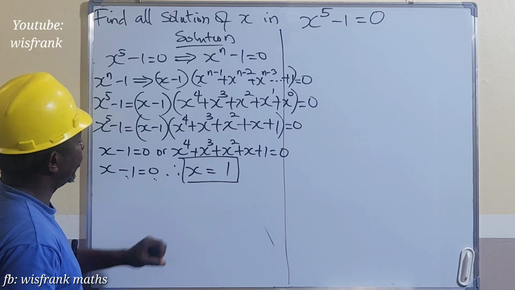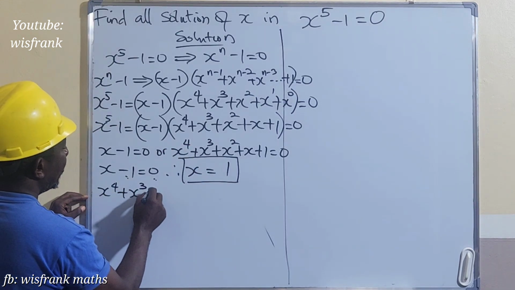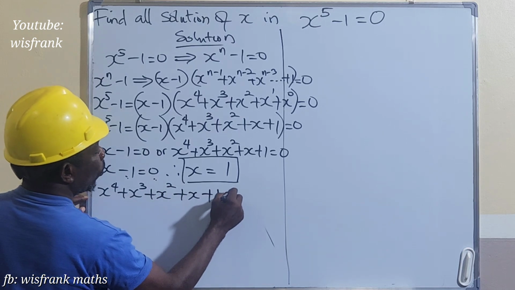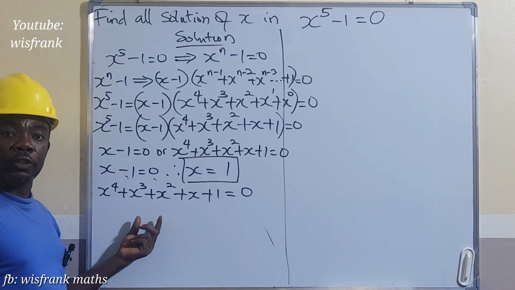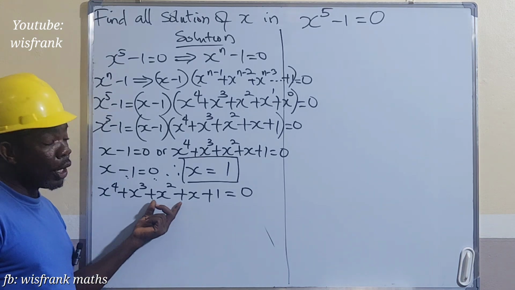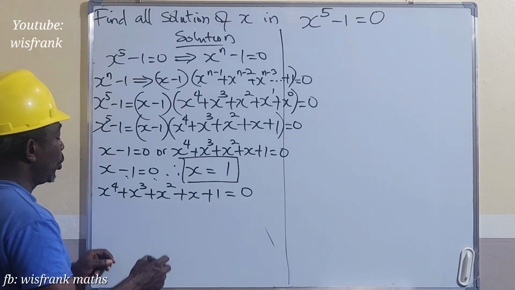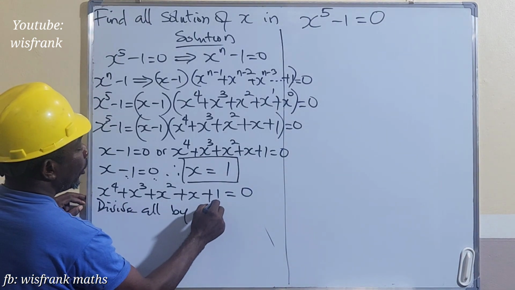Then for the second one, we have x to the power of 4 plus x to the power of 3 plus x to the power of 2 plus x plus 1 equals 0. For us to find the value of x, or the solution of x, in this equation, we have to divide all through by x to the power of 2. So we say divide all by x to the power of 2.